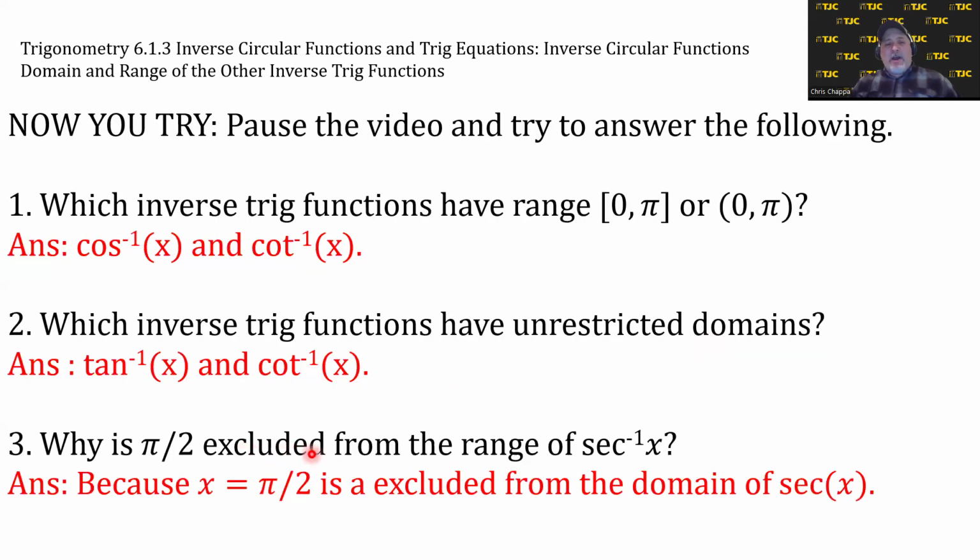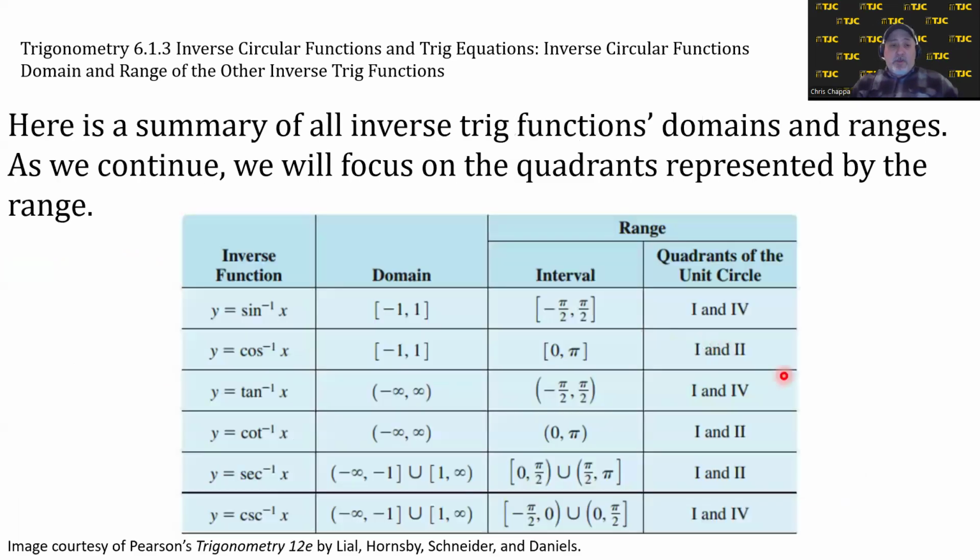As far as why pi over 2 is excluded from the range of secant inverse of x, well, it's because pi over 2 is excluded from the domain of secant. You might recall that secant is the reciprocal of cosine. Cosine of pi over 2 is 0. So the reciprocal of 0 is undefined, and therefore secant of pi over 2 is undefined. You can't put pi over 2 into secant, so you cannot get it out of secant inverse. Same thing with the other break here for cosecant.